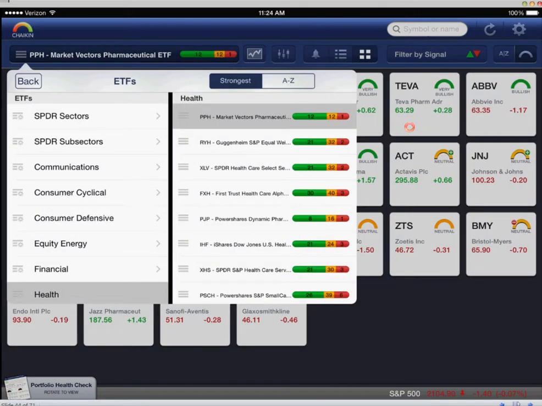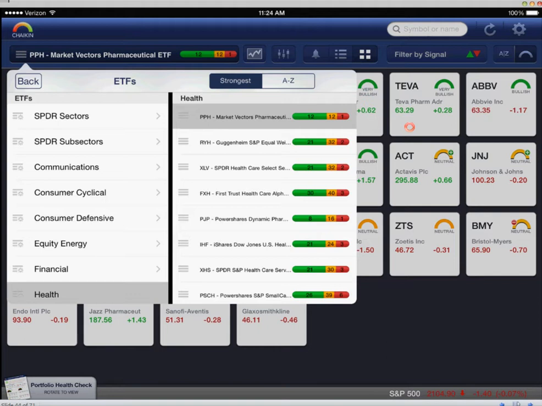Now, here's a really slick way to find the best stocks. I went down to health, which is basically all of the health ETFs. I tapped on it. They came up ranked by power gauge rating. Right at the top was PPH, the Market Vectors Pharmaceutical. 12 bullish stocks, 1 bearish. Could have looked at the Guggenheim S&P equal weighted with 21 bullish and 2 bearish. So here's a little trick. So easy. Takes you less than 2 minutes.